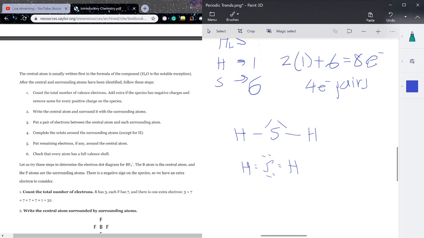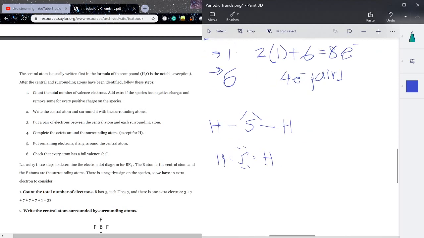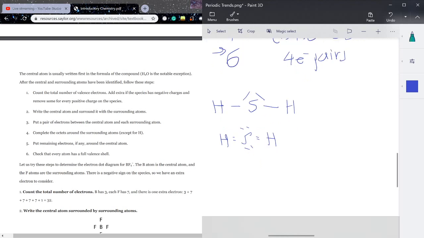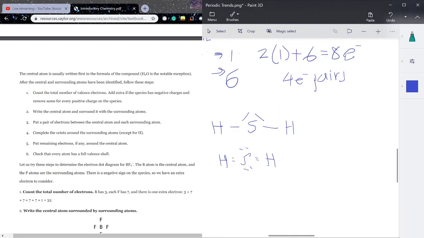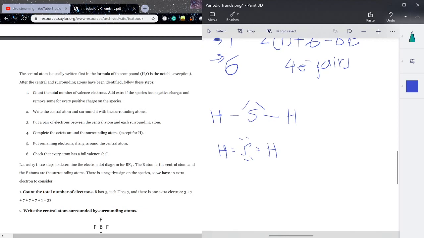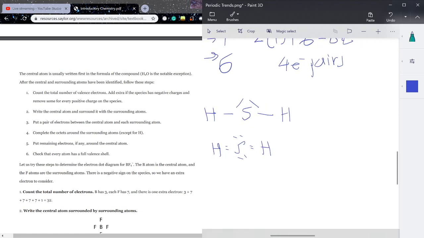Alright, so there are multiple things we can do with this. Two of the important describing factors of a molecule are the geometry and shape. So let's take a look back at the lesson plan.